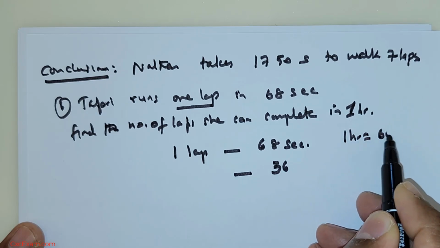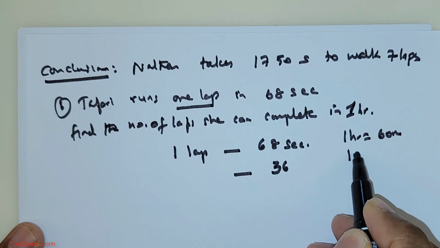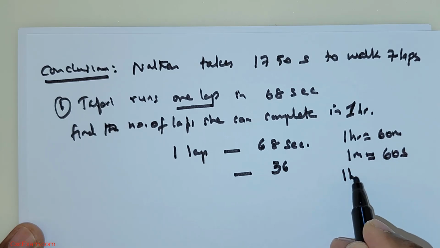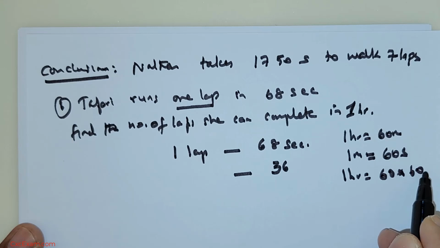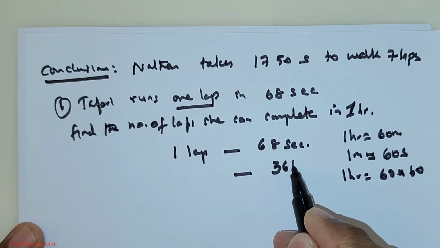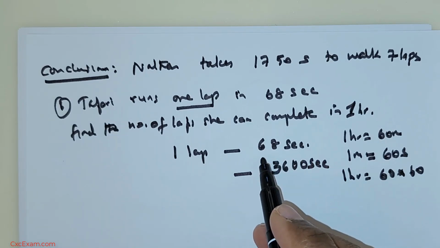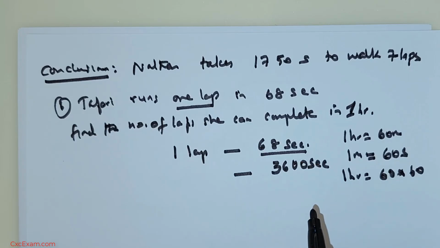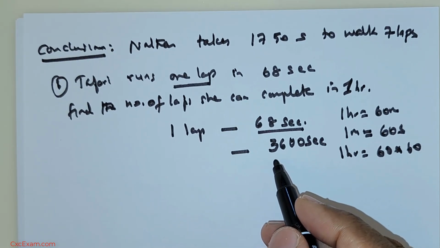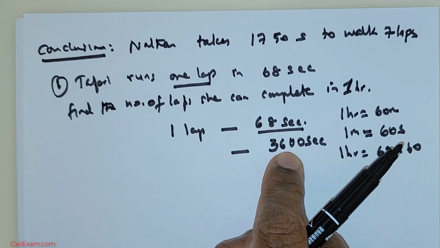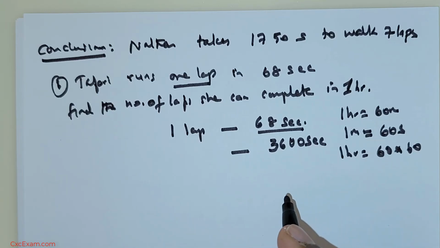1 hour is made up of 60 minutes. 1 minute is made up of 60 seconds. So 1 hour is made up of 60 times 60 seconds. So this is 3600 seconds. Why do I convert it into seconds? Because that is the basic unit of measurement given in the question. So we will have to find out for this measurement. So how do I do that? That's a basic question, right?